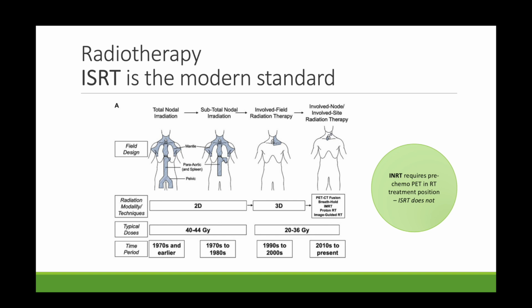And the field of radiation when it comes to treating lymphoma has come a long way. So in the 1970s and earlier, so really in the 2D era, we used to do what was called total nodal irradiation. So there was a mantle field and then an inverted Y field. The mantle field was really the top, treating the neck and the axilla and the mediastinum. And then the inverted Y field was treating the para-aortic and the pelvic nodes. So total nodal irradiation is what used to be done. We then moved to subtotal nodal irradiation.